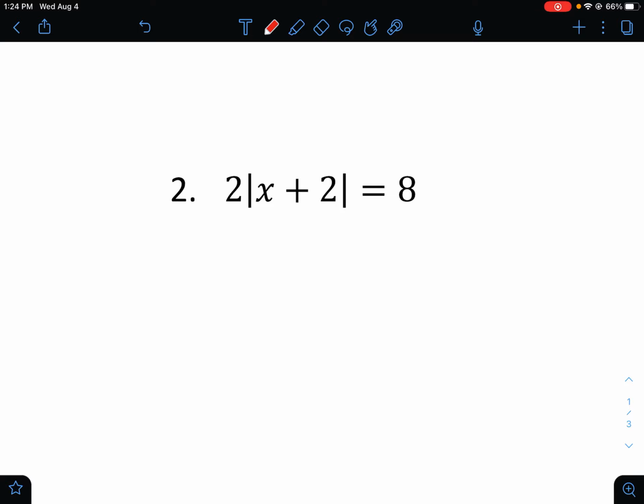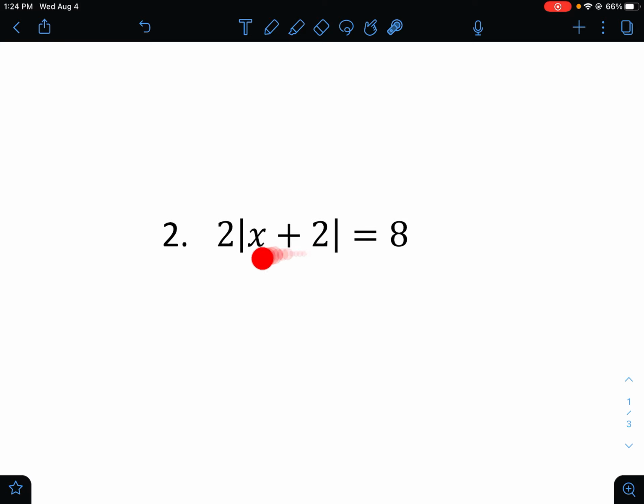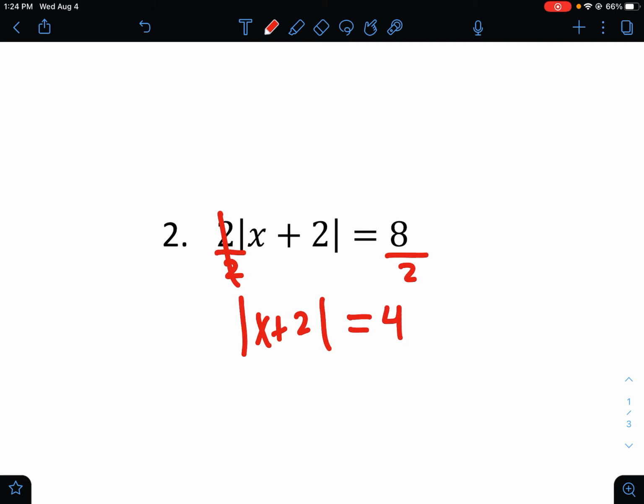Moving on to number 2, again, sometimes it does that. So I do have to isolate this absolute value. So this 2 that's on the outside is going to need to be moved to the other side. So we do that by simply dividing both sides by 2. And so now I have the absolute value of x plus 2 equals 4.